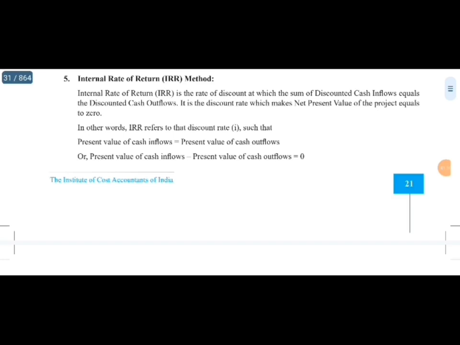There is a rate of discount at which the sum of discounted cash inflows is equal to the sum of discounted cash outflows. It means the discount rate. So at what rate will the present value of inflows be equal to the present value of cash outflows? In other words, present value of cash inflows minus present value of cash outflows is equal to 0.